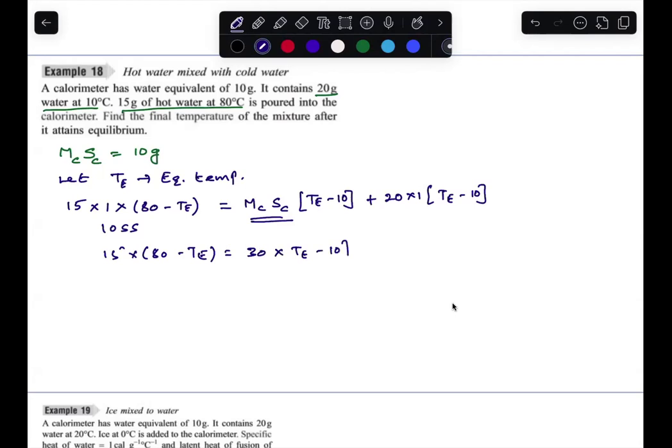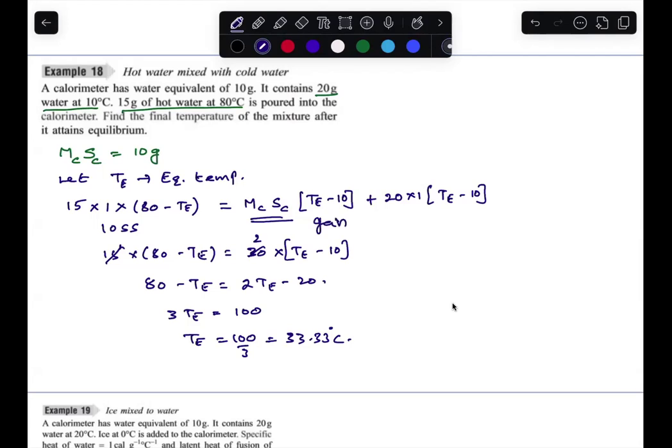Now this is 2 times 80 minus TE is 2 TE minus 20. So finally 3 TE is 100. So finally 100 by 3, 33.33 degrees centigrade. Remember, that is the equilibrium temperature. And here, this is the gain part. So the technique which I've used here is the method of mixtures. This is the principle of calorimetry, right?